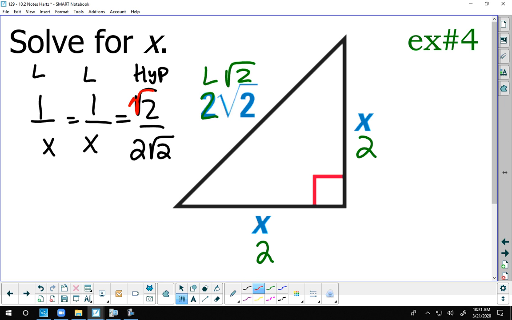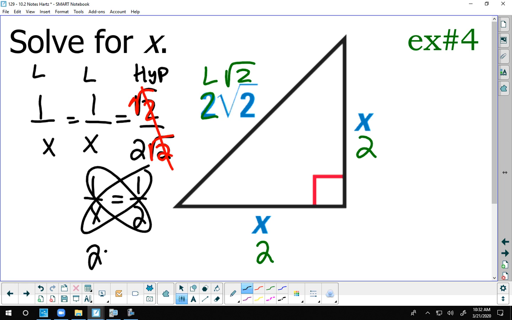So just like the last one, square root of 2 divided by square root of 2 is just 1. So we have 1 over x equals 1 over 2. Cross multiply, and we get 2 equals x, which we identified from the very beginning. So again, you don't have to set this up if you recognize that it's leg times the square root of 2, which means that the leg has to be 2.